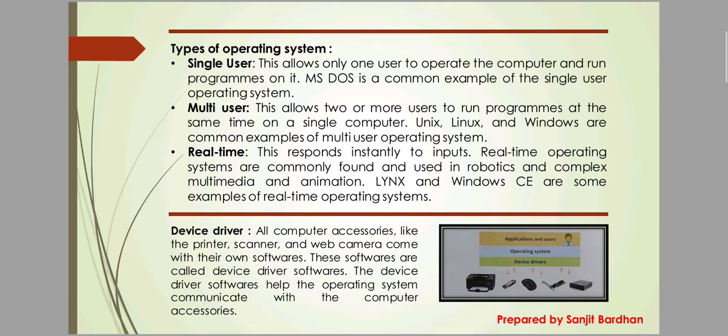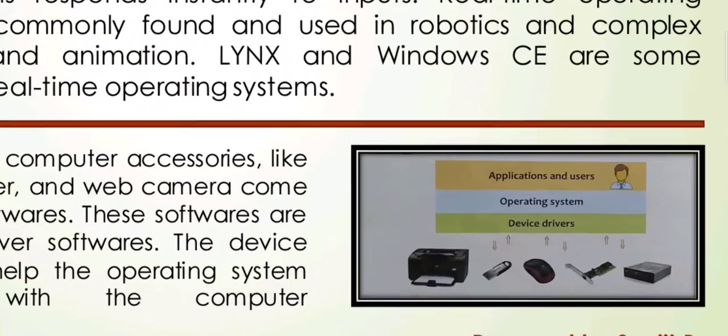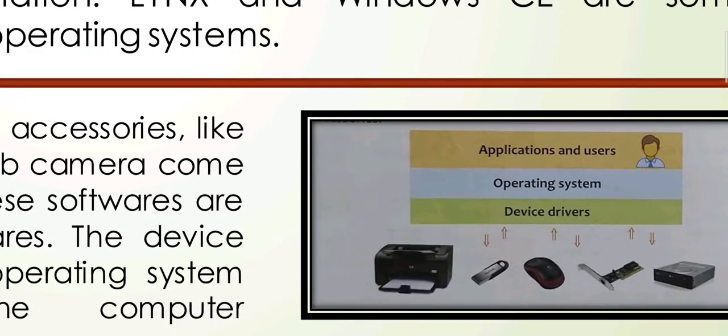Okay, these are the types of operating system. You need to read the topic for better understanding. Next is device driver. All the computer accessories like printer, scanner and web camera come with their own software. Okay, come with their own software. These software are called driver software. The device driver software helps the operating system to communicate with the computer accessory. Here you can see the different device drivers: printer, pen drive, mouse.